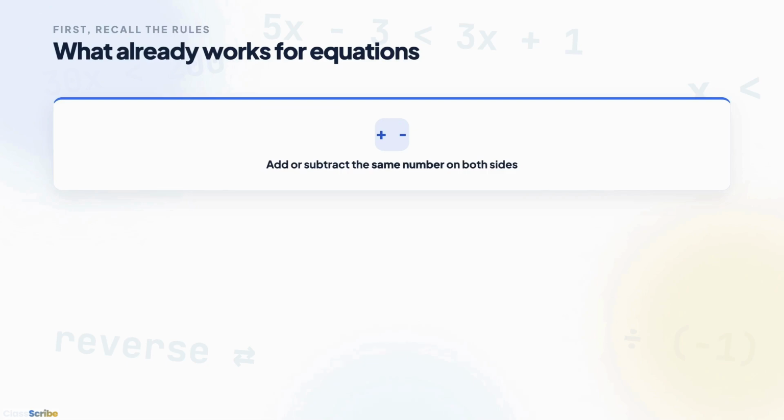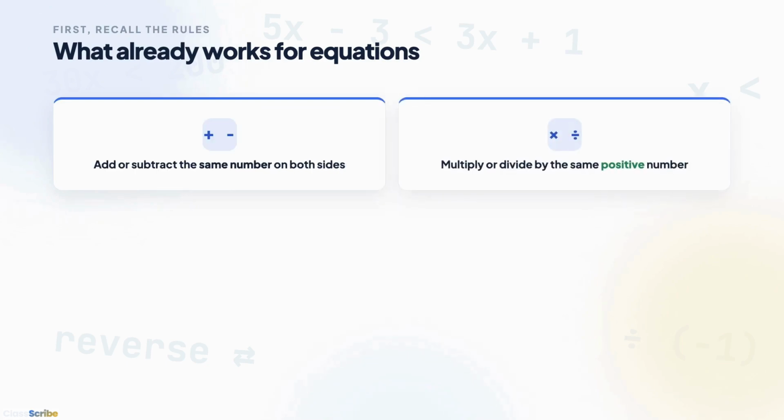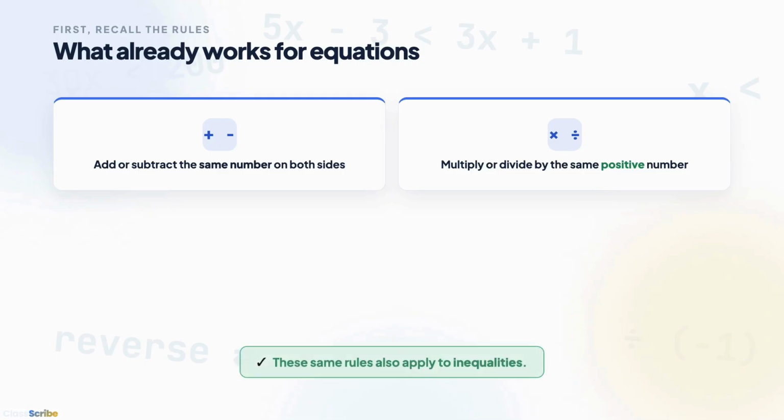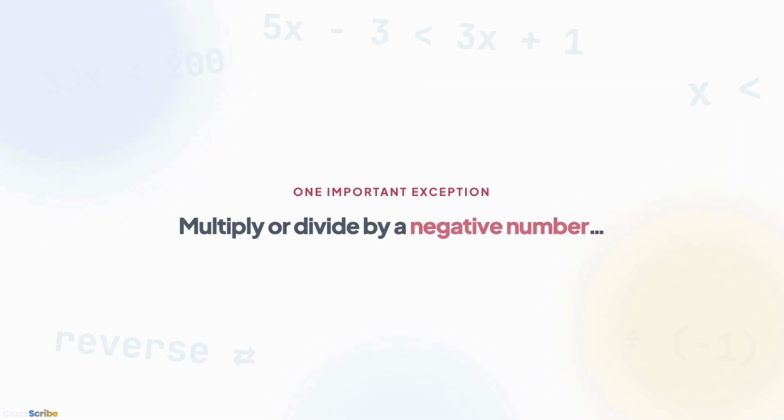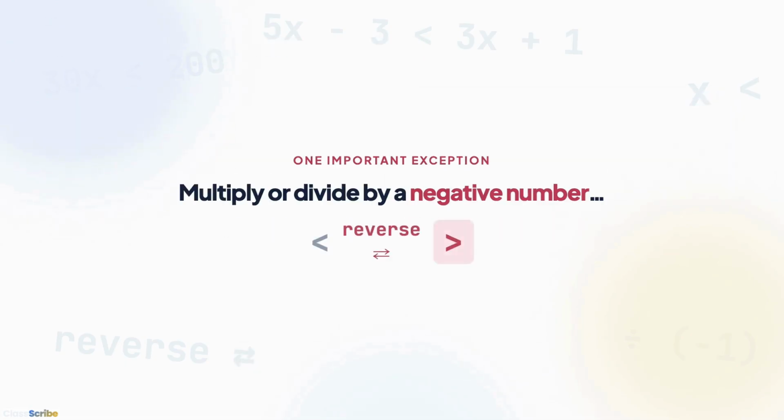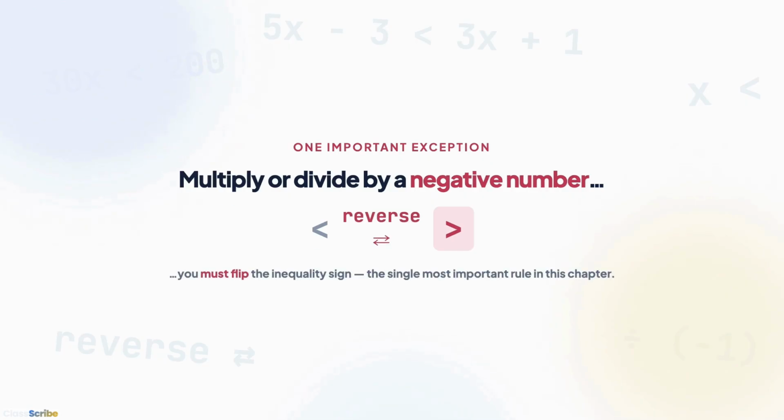Before solving inequalities, let's recall the rules we already use for equations. If we add or subtract the same number from both sides, the equality remains true. Similarly, if we multiply or divide both sides by the same non-zero positive number, the equality also remains true. These same rules also apply to inequalities, but there is one very important exception. When we multiply or divide both sides by a negative number, the direction of the inequality sign must be reversed. This is one of the most important rules in the entire chapter.